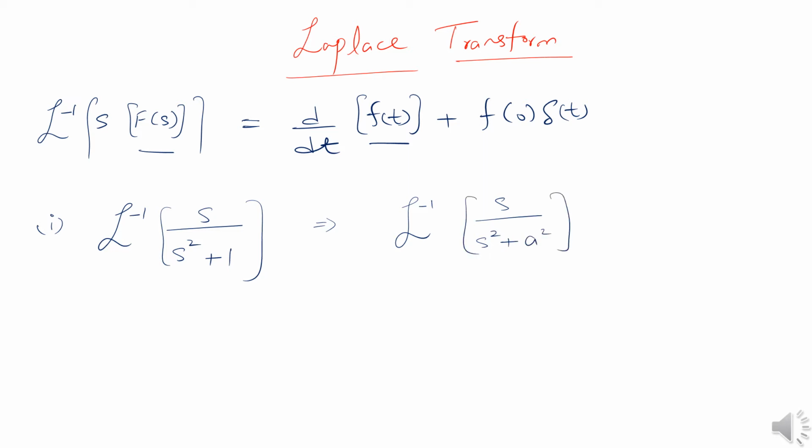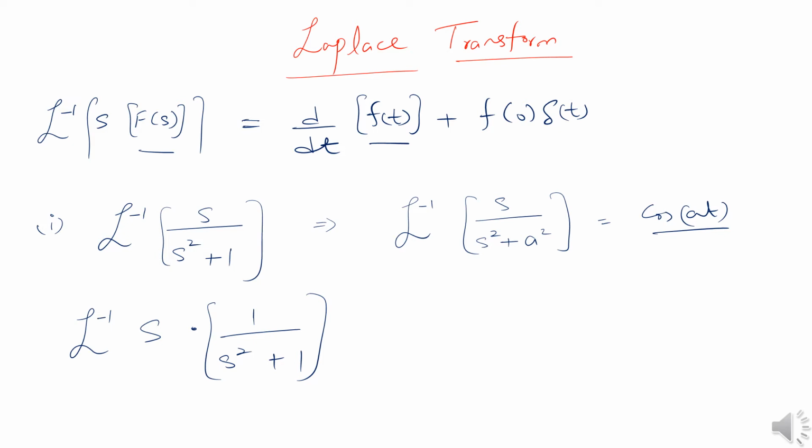From the inverse transform table, this is cos at. So we can take the transform directly, but in this lesson we want to learn how to solve the problem when s is multiplied by F(s). So I will break this problem into parts, s dot 1 over s squared plus 1, to make the problem like this property. Now our problem is like s dot F(s). First of all, I will find f(t) using this F(s).